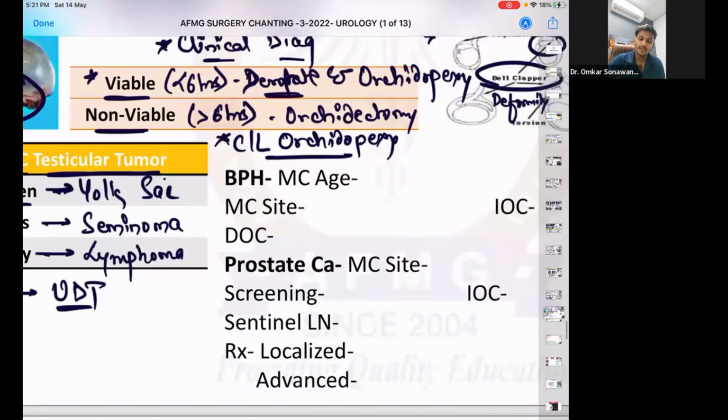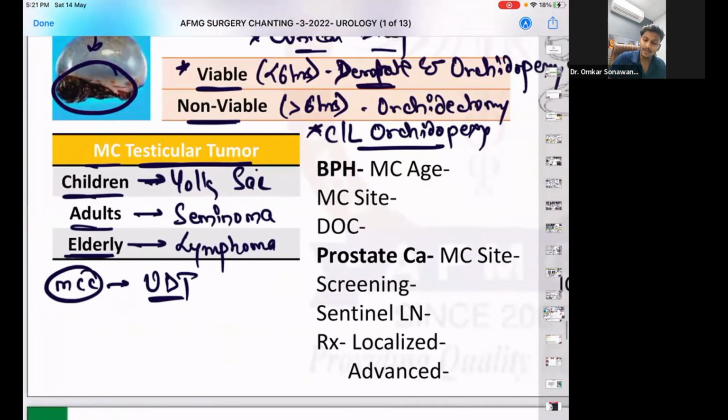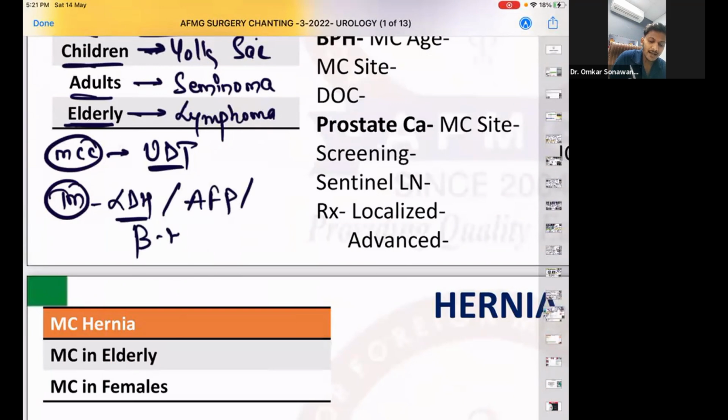No issues with this. Then if I talk about the tumor markers for testicular tumors, it is LDH, that is lactate dehydrogenase. Then you can also use alpha fetoprotein, and third is beta HCG.